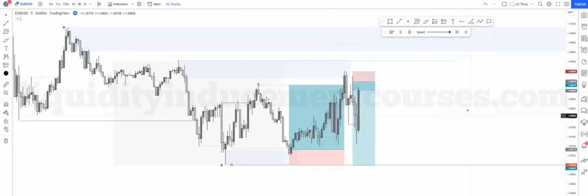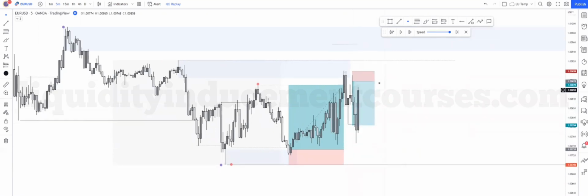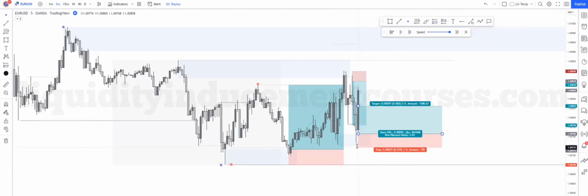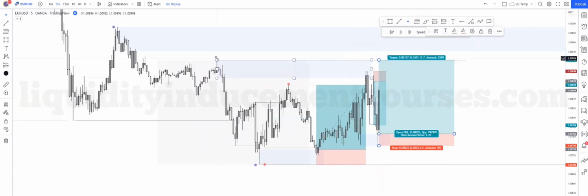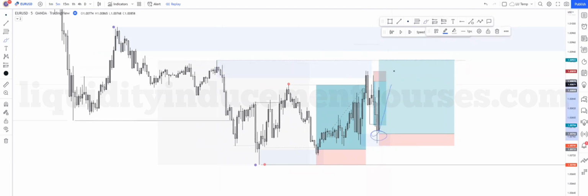So let's understand both sides here, because you have to understand both sides. If a short was taken, then your target will be here. If you're looking for a long, this low fed liquidity into this unmitigated wick. So your long will be here. Your target will be this one because that's the one that we're anticipating price to take out. So this leg should make that push. So now we're covering both sides.